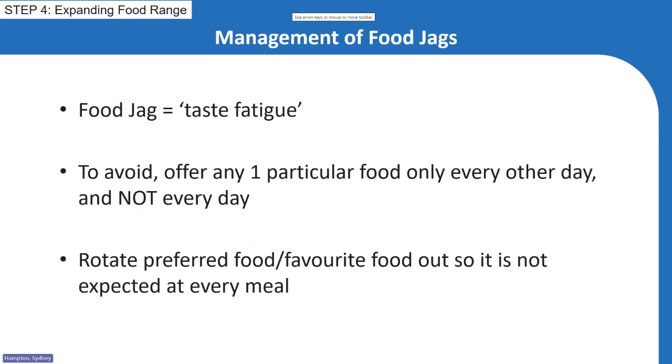So with food jags, we want to avoid offering one particular food every time we eat. Instead, offer it every other day or every other meal and limit offering it every time the child wants to eat. This will help to prevent and delay that food jag from happening. We also want to look at rotating those preferred foods and favorite foods out so that a child doesn't expect it at every meal and then reach their food jag or quota of that food earlier. Next, we're going to talk about food chaining, and this is to help prevent that food jags down the line.